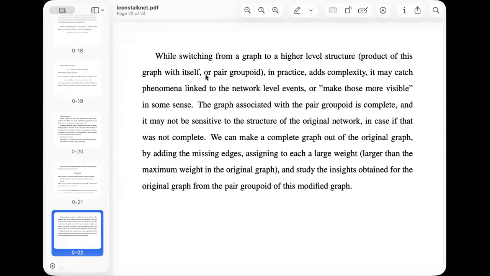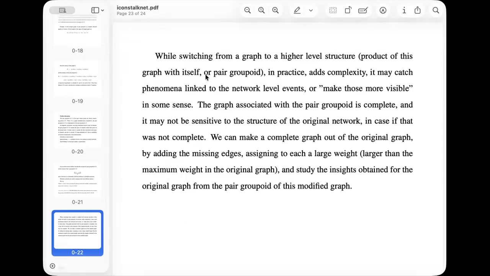When working with data, spending time to extract anything related to the pair groupoid of a graph or product of this graph with itself means more computations. It adds complexity. However, it may possibly catch phenomena linked to the network level events or make those more clear and visible. The graph associated with a pair groupoid is complete, and it may not be sensitive to the structure of the original network in case that was not complete.